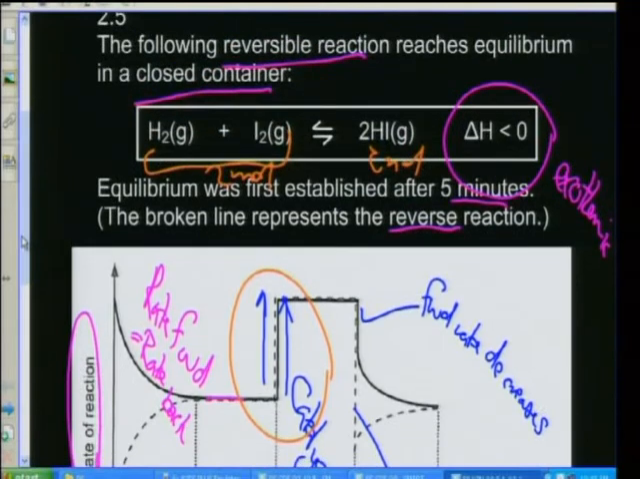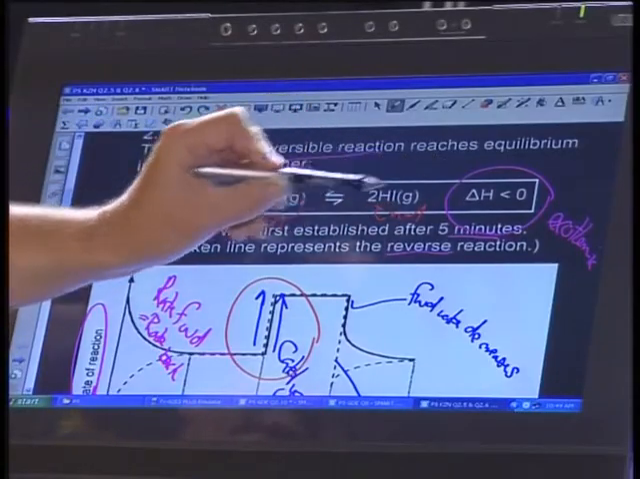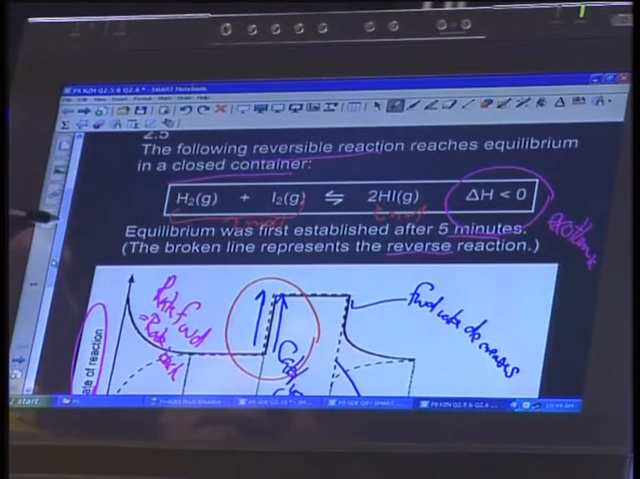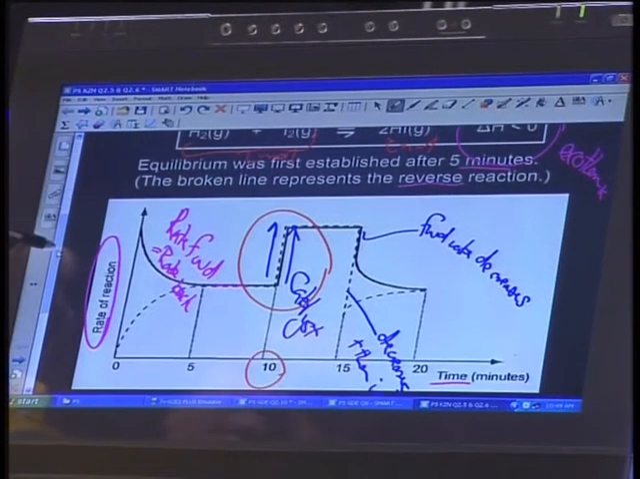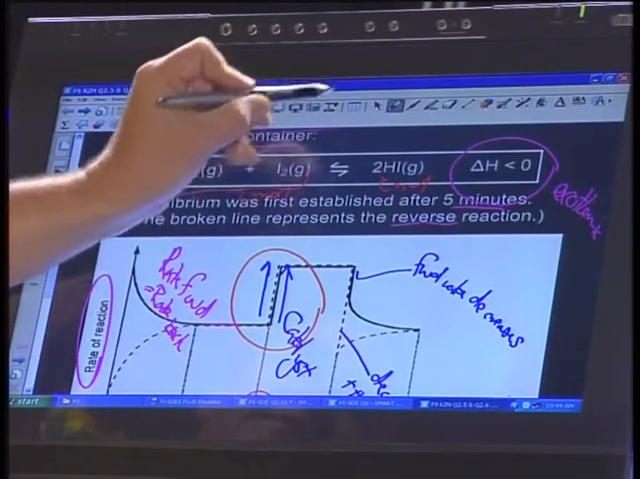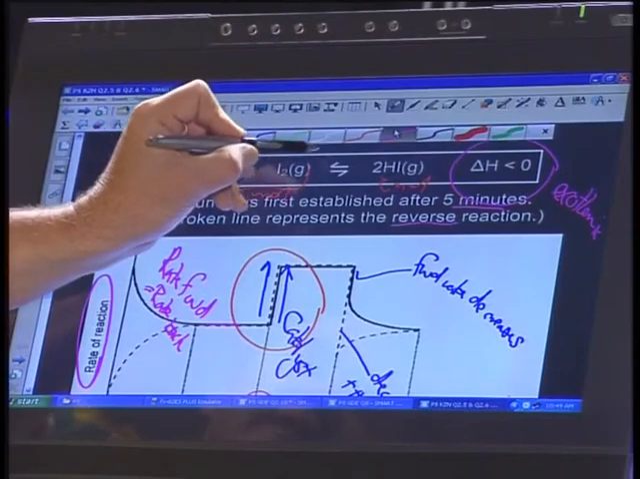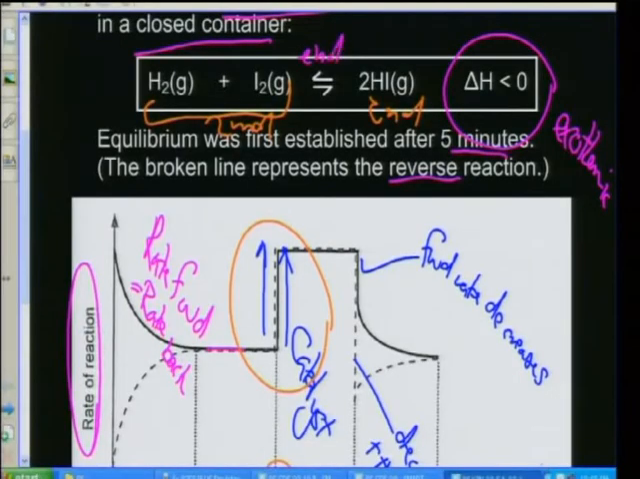So let's have a look at seeing what's happening here. So we recognize the forward reaction is exothermic. The reverse reaction is endothermic. So what we've got is the reverse reaction here is endothermic.